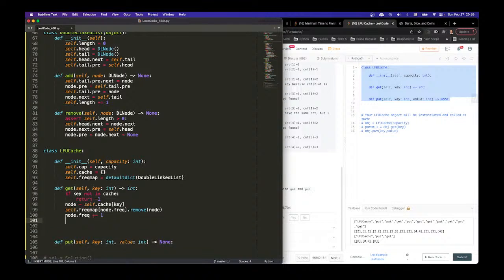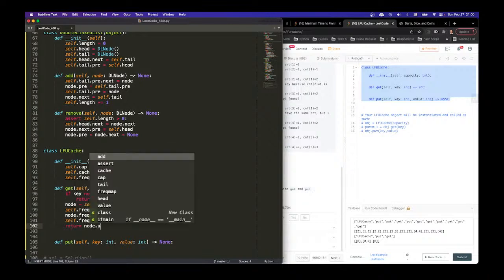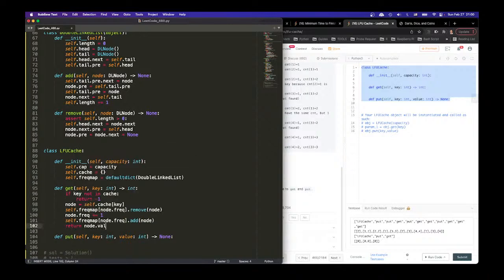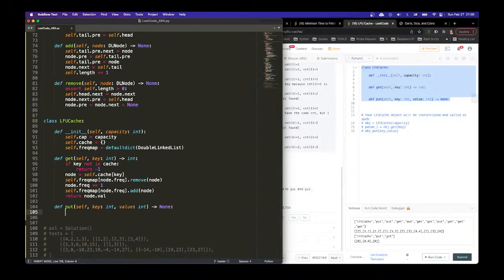frequency, and then I need to add it to self.frequency_map, node.frequency dot add node. Booyah! That's it. Oh, and return. I didn't return a node.val. Booyah! That is the get. How about put? Well, to do put, I will do this after I take a leave for a very important thing.